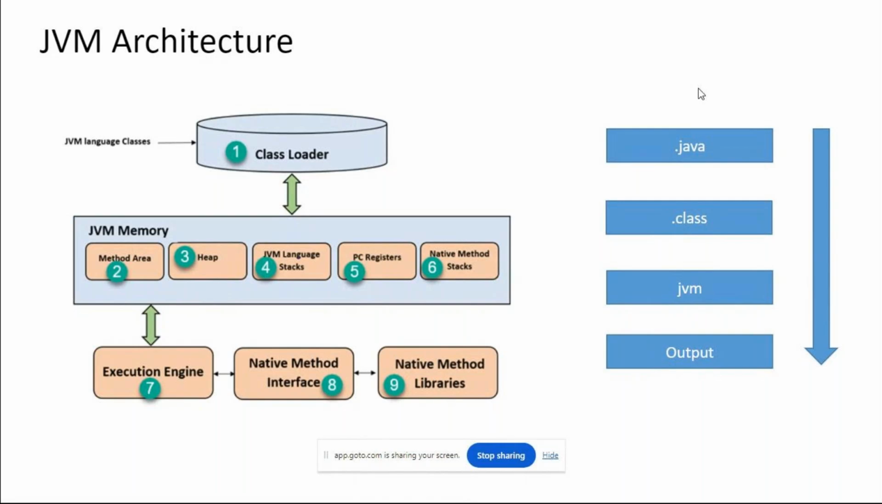Okay, no problem. So when it comes to JVM, the JVM consists of three layers. One is your class loader, second is your memory, third is your execution engine.